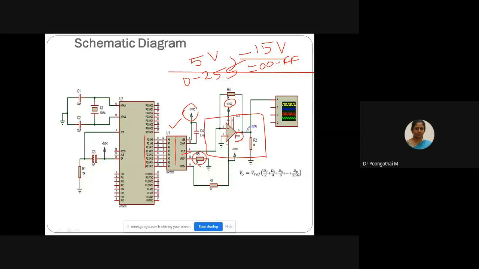And V reference plus is attached through a 5K resistance. Also, the 7th pin of this amplifier is connected to 5 volt DC. Please look at this connection. The 7th pin is connected to 5 volt DC, and also V reference positive is connected to 5 volt DC through a 5K resistance.